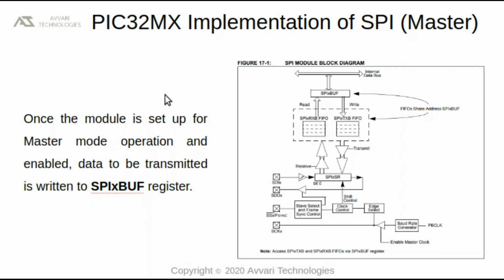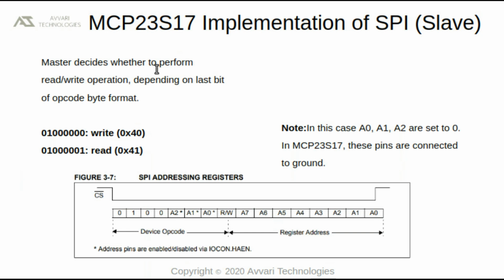Now let us move on to the implementation part. I hope you have read the datasheet and reference manual, specifically the SPI section. Once the module has been set up in master mode and the SPI module is enabled, data to be transmitted is written in the SPI buffer register. When you are sending or receiving data, the data will be stored in this register.